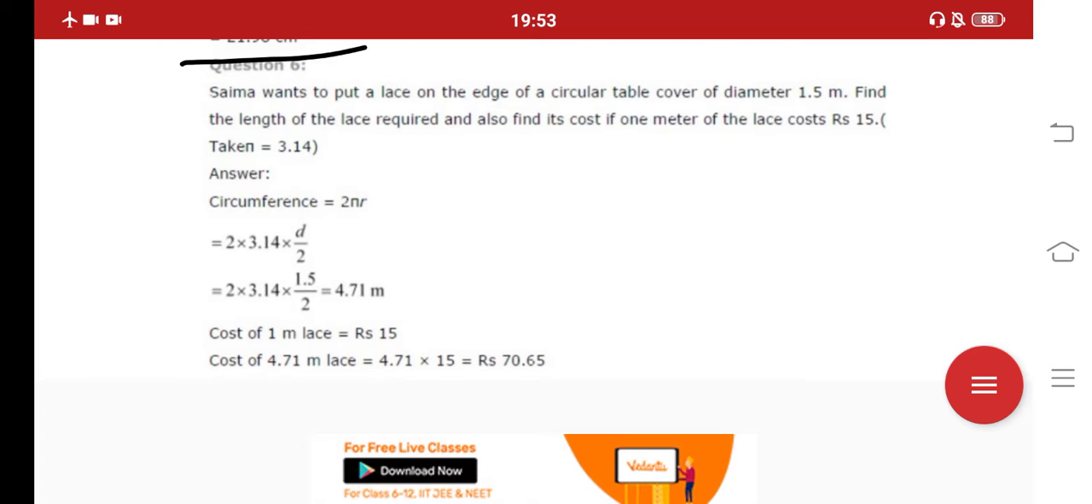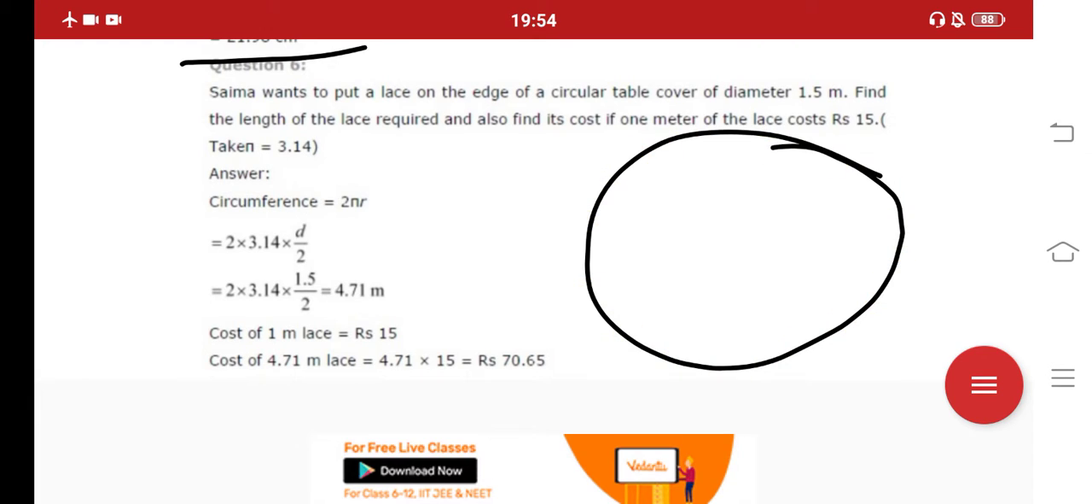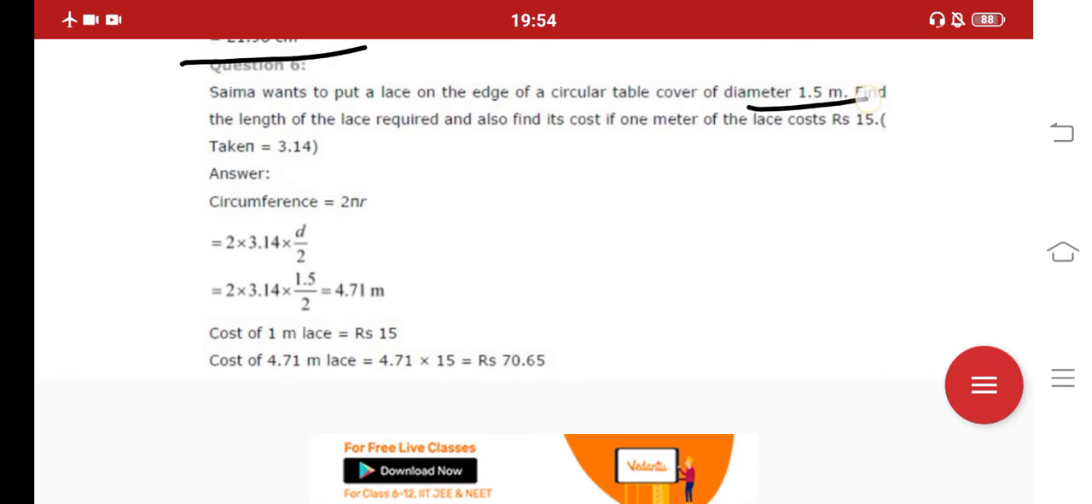Saima wants to put a lace on the edge of a circular table cover of diameter 1.5 meter. Find the length of the lace required and also find the cost if 1 meter of the lace costs 15 rupees. Again, Saima wants to put the lace on the edge of a circular table. Edge means sides. Sides means circumference. So diameter is given, so we can easily take out the radius. What is circumference? That is 2πr. So 2 into π, r is not given, so diameter by 2.